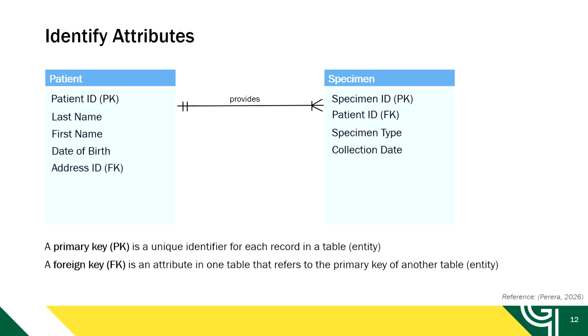We can also discover more foreign keys as we expand our entities. For instance, say we find out that we have an address entity that already exists in our database. We can add an address ID foreign key to link a patient to their address.